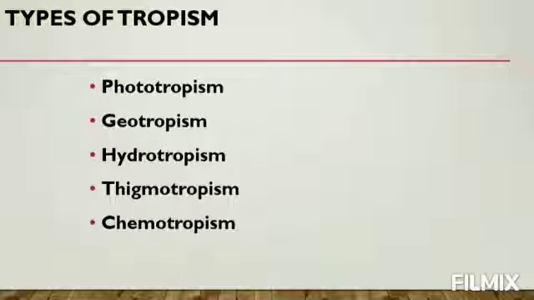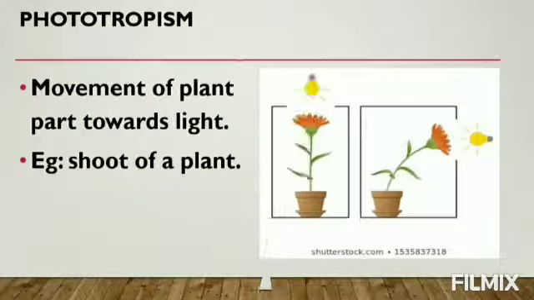First one is phototropism. Photo means light. Tropism means movement. Movement of a plant part towards the light is called phototropism. Example for this is the shoot of a plant. Shoot means the part of the plant other than the root. So, example for this is sunflower. Sunflower moves its body part towards the light. So, movement of a plant part towards the light is called phototropism.